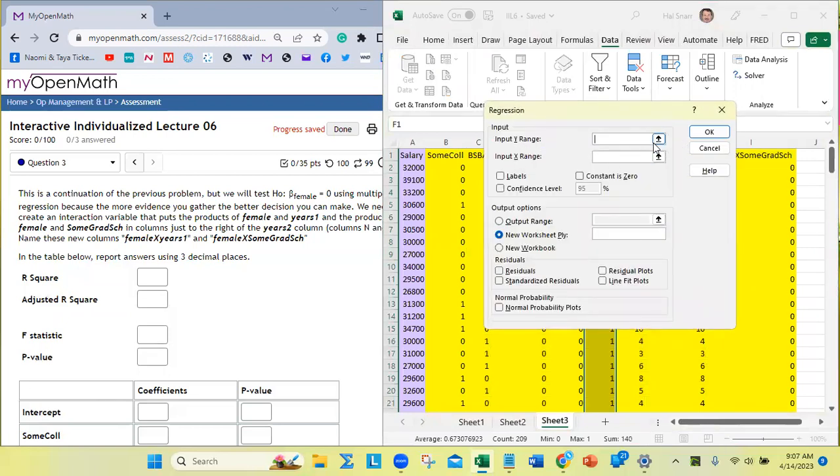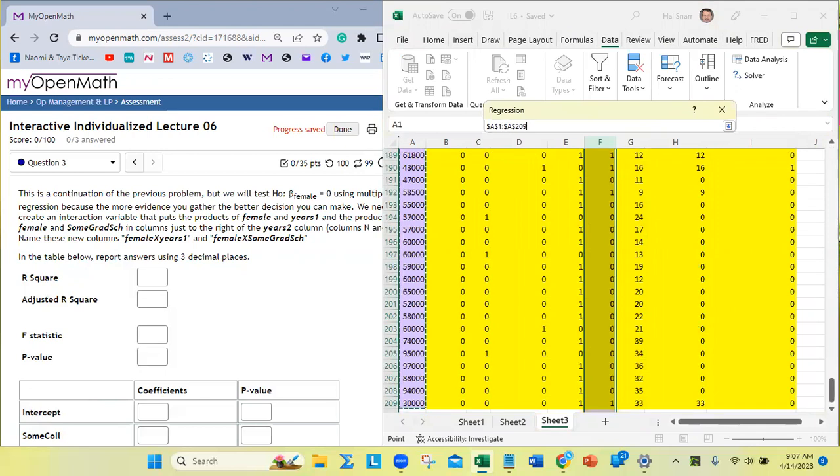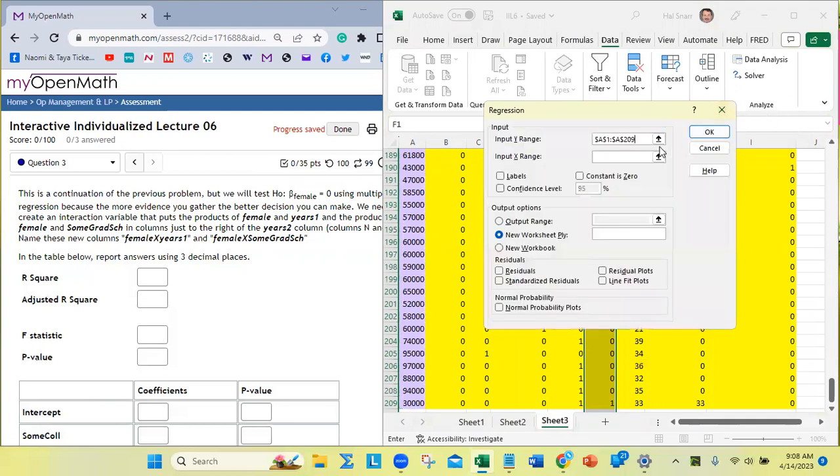The input Y range is the salaries. The way you can do this, you click on cell A1. Then if you have a Mac, you hold down Command Shift. If you have a PC, you hold down Shift Control. You hold them down and then just hit the down arrow on the keyboard, and you can highlight all of them. So you should end up with A1 and A209 in the Y input range.